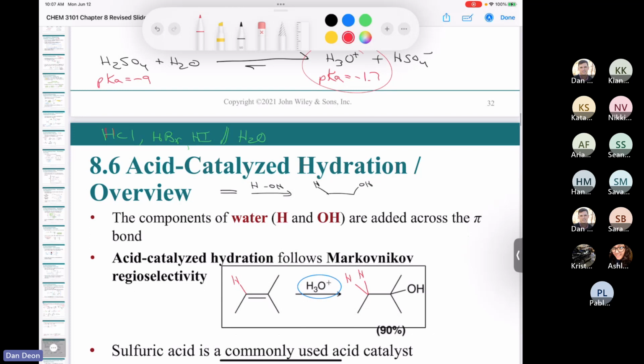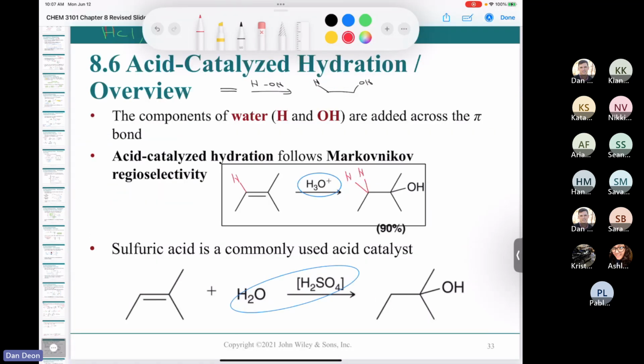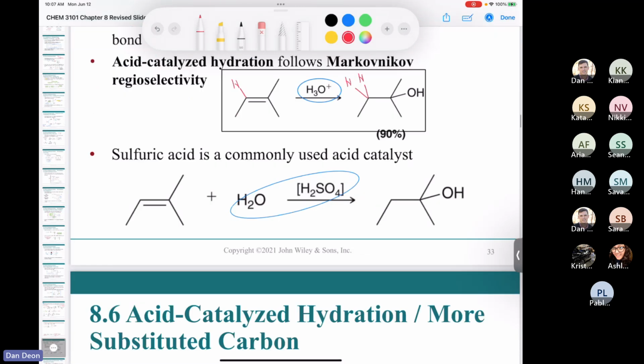So when you mix sulfuric acid and water, what you actually have is H3O+. It's a solution of hydronium. And so that's why we write H3O+. We don't write out sulfuric acid in square brackets plus water, but you can do that if you want to. It's just denoting that sulfuric acid is your catalyst. And so there you go, our Markovnikov addition.